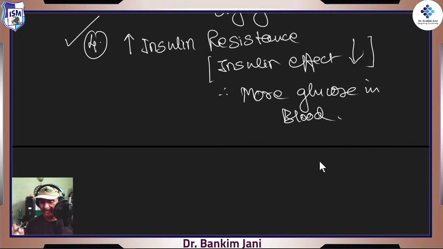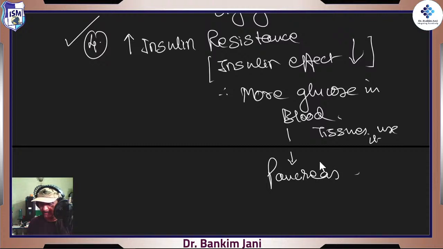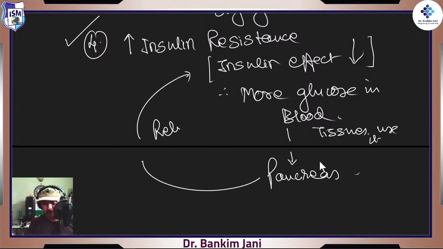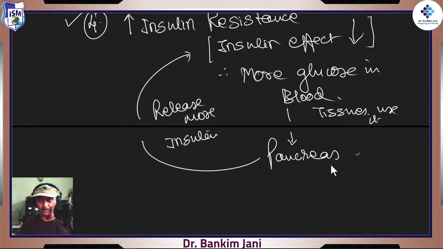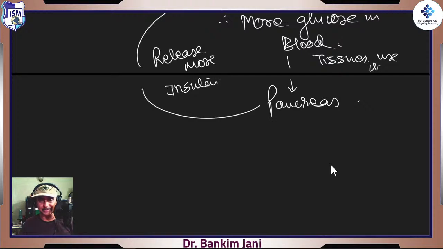So insulin effect is decreased, more glucose is in the blood, and that glucose will reach the tissues. It is good that tissues will use it, right? Tissues use it. But then what will happen at the pancreas? The pancreas will say, there is so much blood glucose, release insulin, release more insulin, right? This is actually what is happening in a diabetic patient.